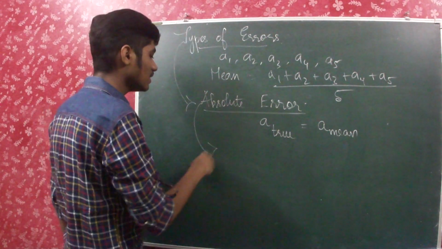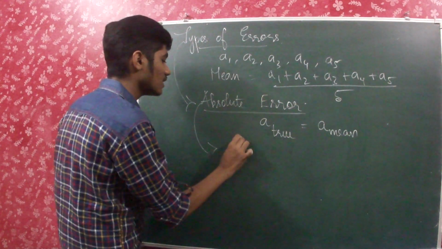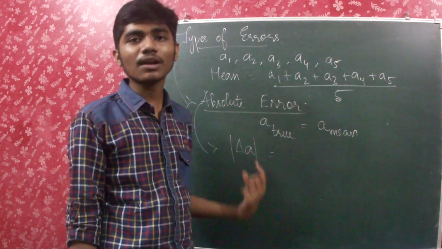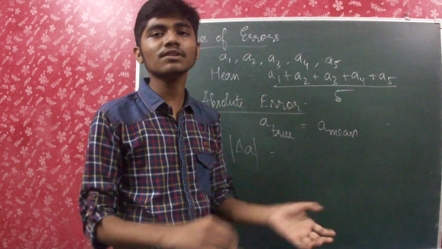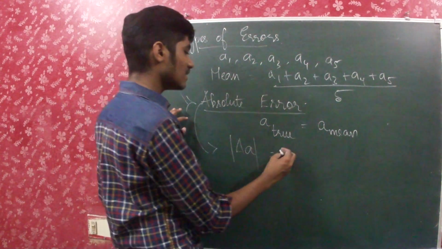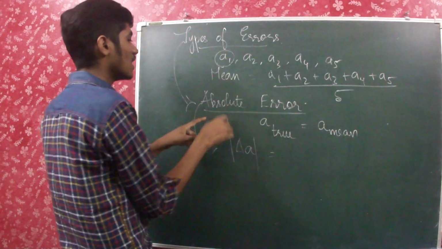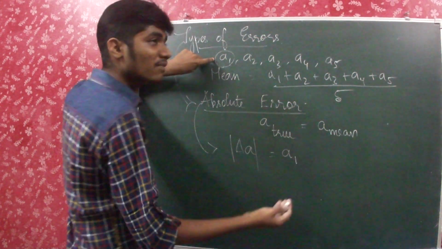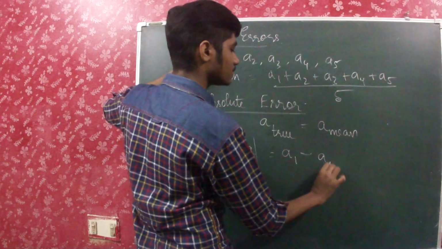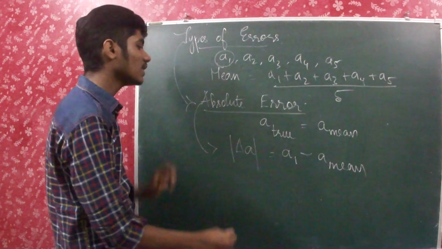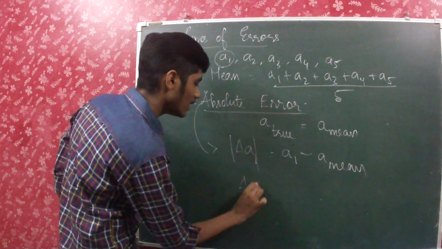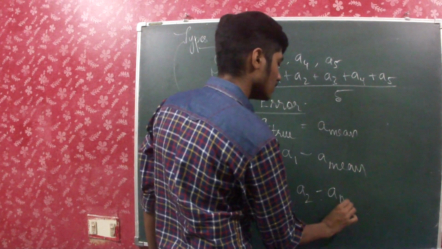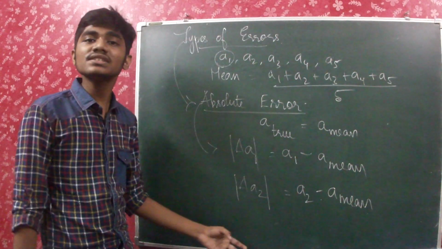Then the representation of absolute error is delta A modulus. When you take the modulus, whether the value is negative or positive, it will always turn out to be positive. If I am going to calculate absolute error for the first one, I write the value which I got minus the mean value. Okay, so this is how you find the absolute error.